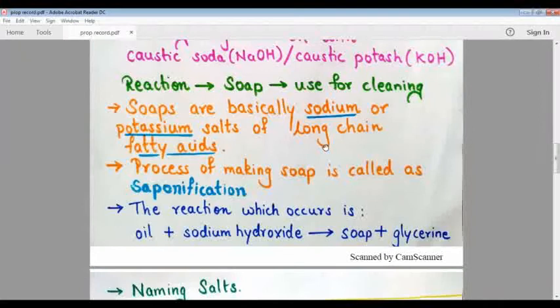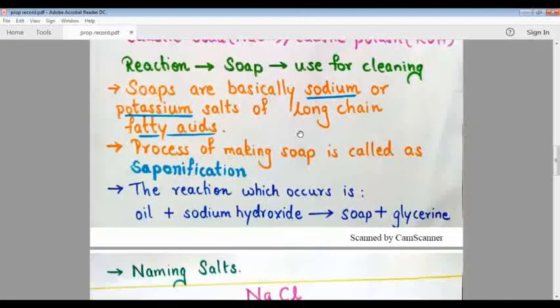So in the video, we have seen how the soap was formed. The process of soap making is called saponification. In this particular process, we need to remember the following points. For example, what are soaps? We know soaps are basically sodium or potassium salts of long chain fatty acids. And it was an exothermic reaction.